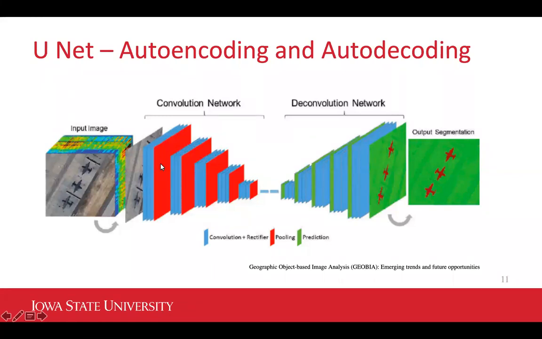What it does is it will encode the original image into a vector, and then reconstruct the original image based on this vector, okay? That is the deconvolution part. So the output from the deconvolution is a segmented image, okay? In this case, this is satellite data, and we want to classify the planes on the airport. Okay, so this is the UNet.